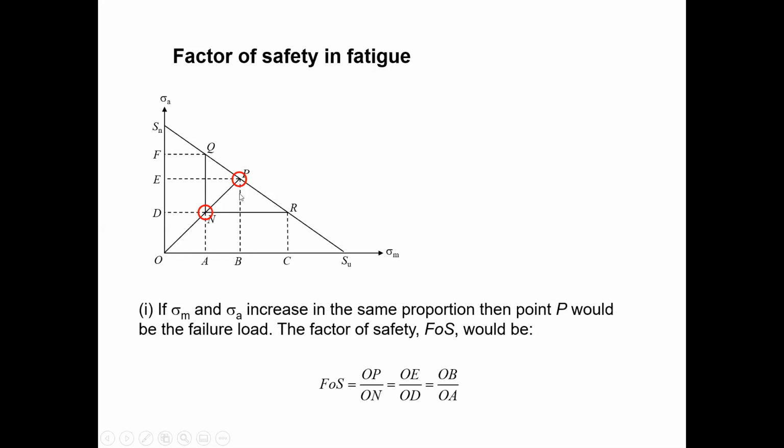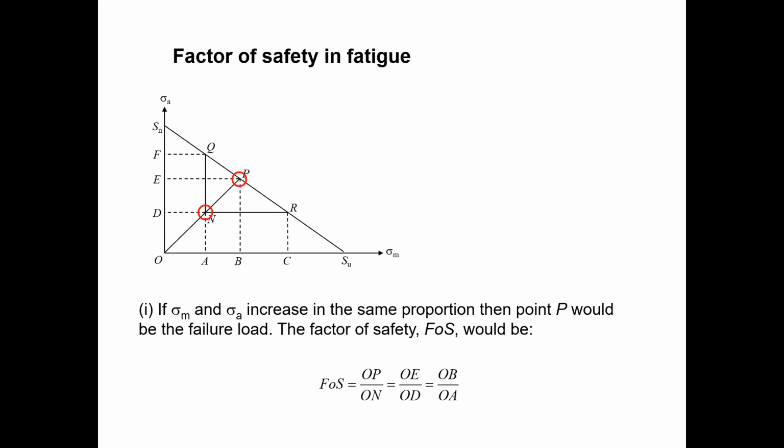This is the projection of this curve, this length, isn't it? This is the projection of this length, and then you can find OB divided by OA, which gives the same ratio. OP divided by ON, and OB divided by OA, or OE divided by OD, give the same ratio. Okay, that is the factor of safety. Are we clear?